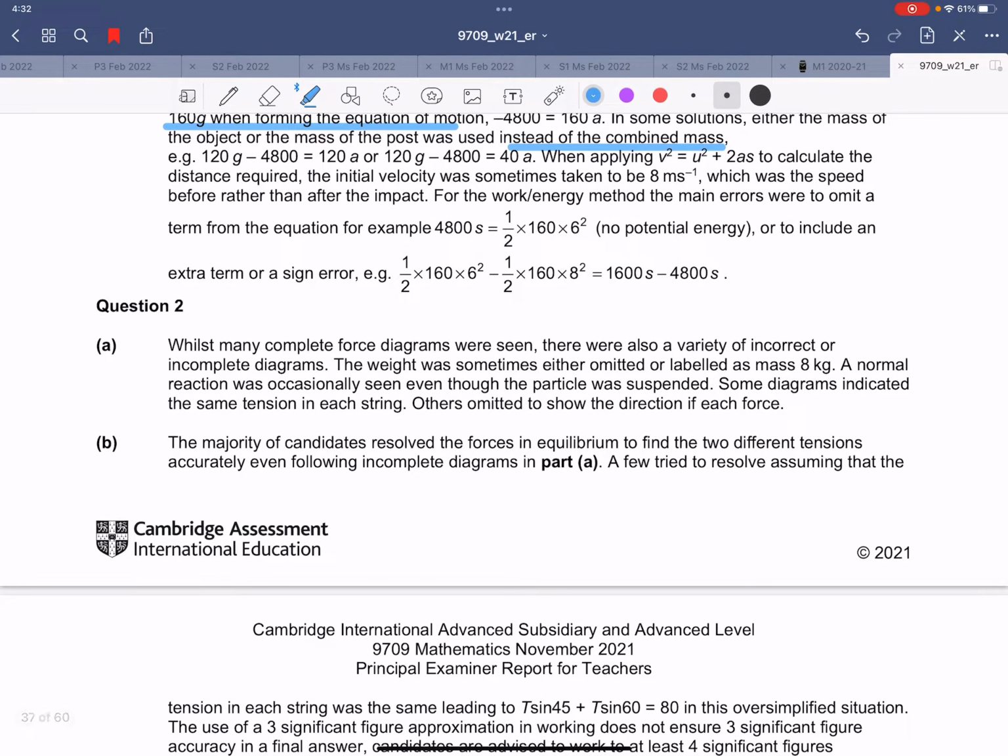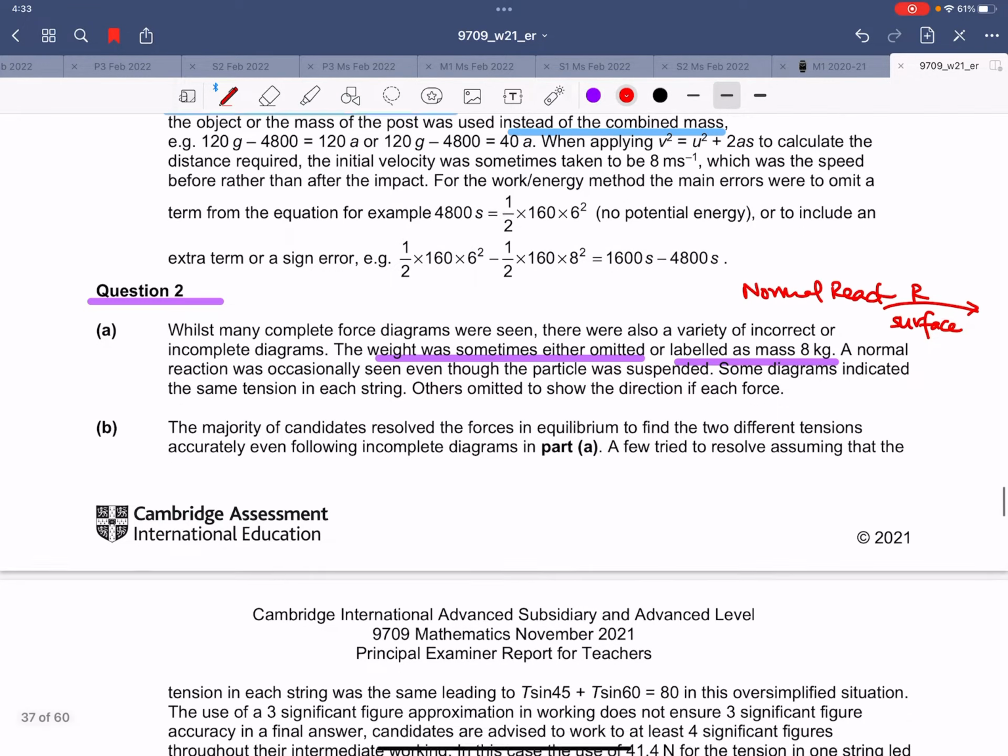Another one, question 2. Many complete force diagrams were seen. There were also a variety of incorrect or incomplete ones. The weight was sometimes omitted. How can you omit the weight? Or label the mass as 8 kg. Instead of weight, they used the mass. A normal reaction was occasionally seen even though the particle was suspended. Keep this in mind. Normal reaction would be there if there is a surface. If there is no surface, how can you have normal reaction?